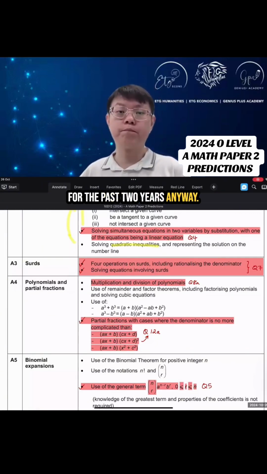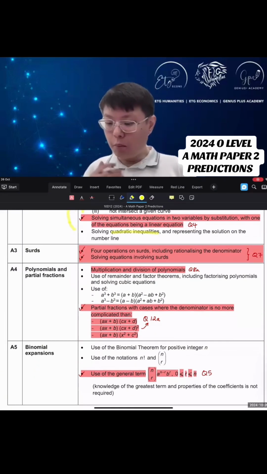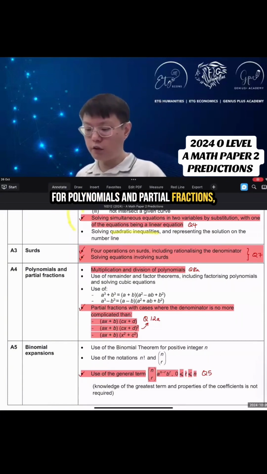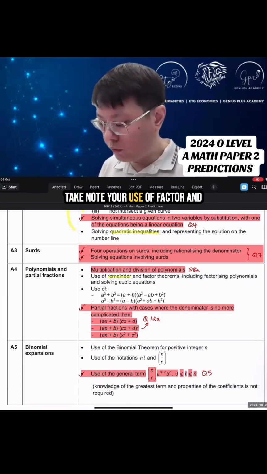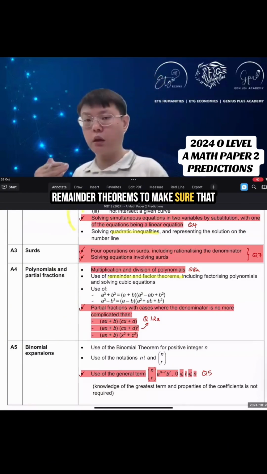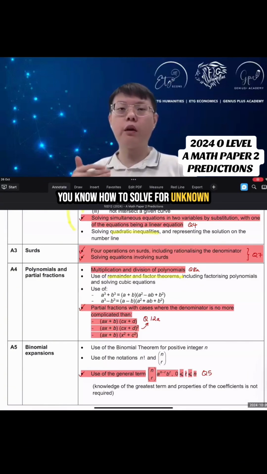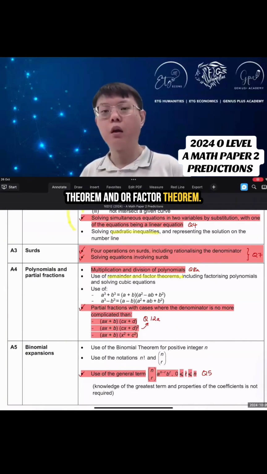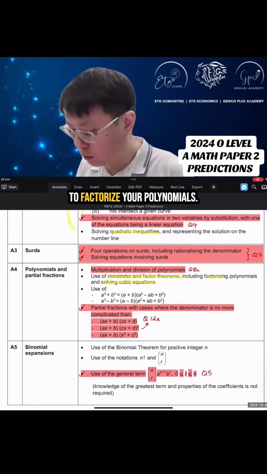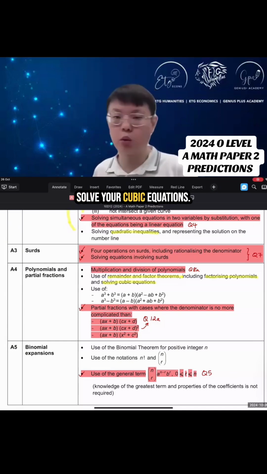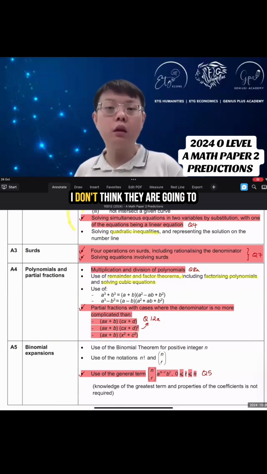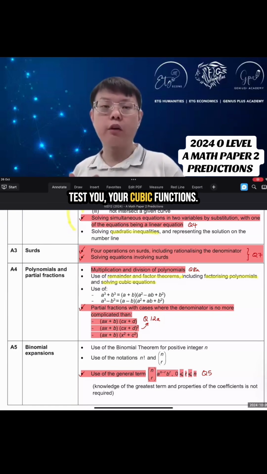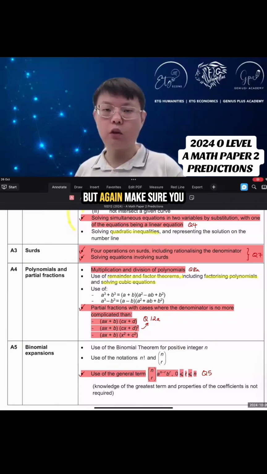For polynomials and partial fractions, take note of your use of factor and remainder theorems. Make sure you know how to solve for unknown values in the equation using the remainder and/or factor theorem. Make sure you know how to factorize your polynomials and solve your cubic equations. I don't think they are going to test you on cubic functions, but again, make sure you do know them just in case.